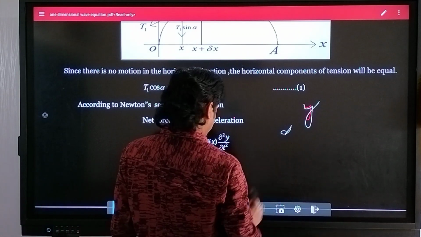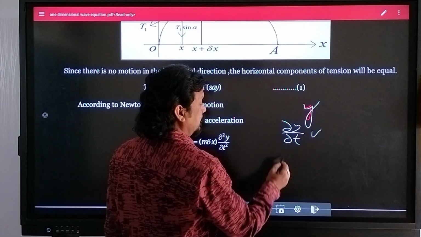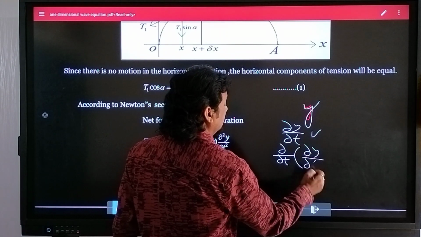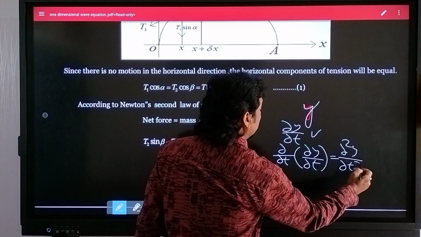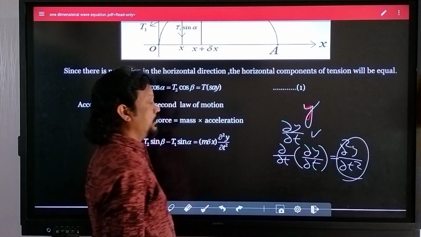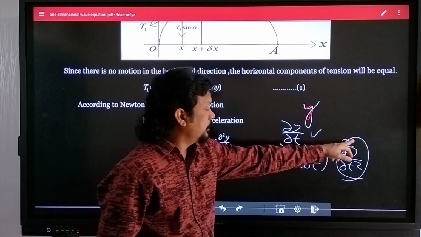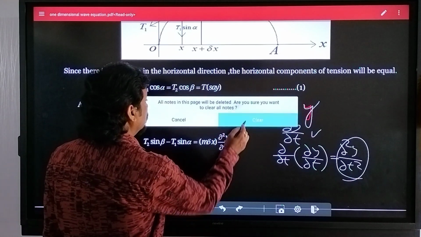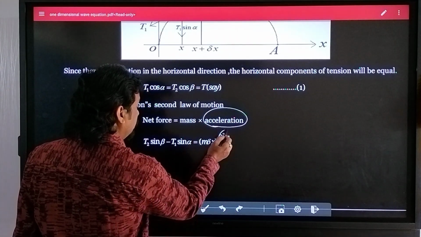So del y by del t is the velocity, and again del by del t of del y by del t is equal to del square y by del t square. This is the acceleration. The first derivative of displacement with respect to time is velocity, and the second derivative of displacement with respect to time is the acceleration. Okay, so see here. In place of acceleration, I have written del square y by del t square.